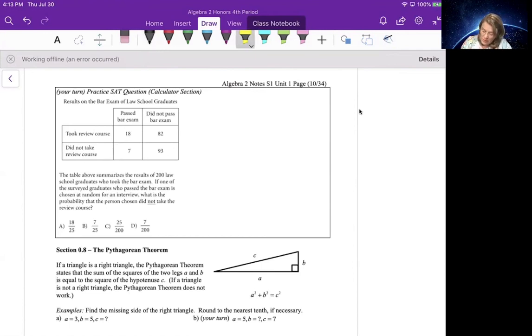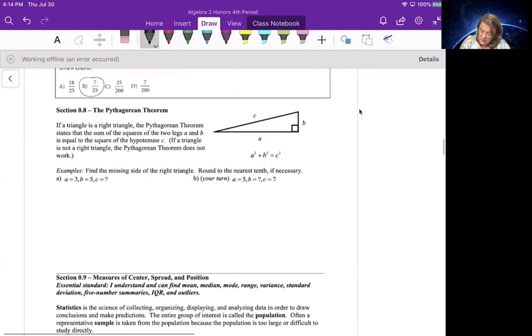Okay, so what are we working on? If one of the surveyed graduates who passed the exam is chosen, I'm going to choose from which pool? Only the ones that passed the exam. And I want to know the probability that they did not take the review course. So how many total students passed the exam? 25. And out of those 25, how many of them did not take the review course? 7. So 7 out of 25, and the answer is B.